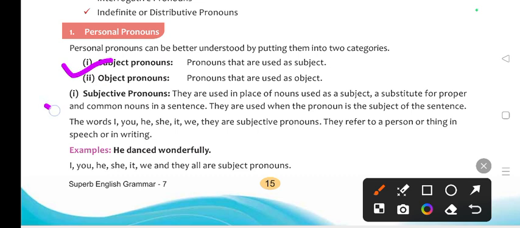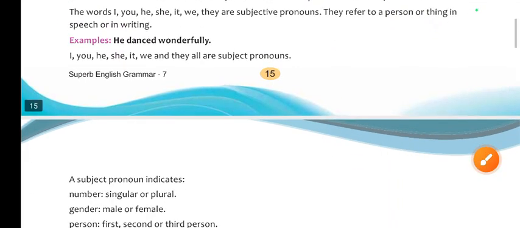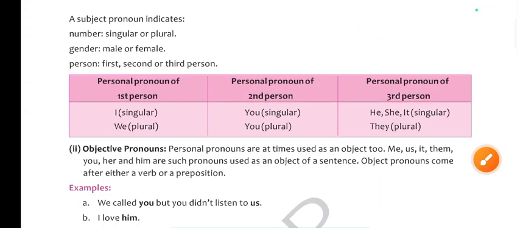So what are subjective pronouns? Subjective pronouns are used in place of nouns used as the subject. They are a substitute for proper and common nouns in a sentence. They are used when the pronoun is the subject of the sentence: the words I, you, he, she, it. Like, he danced wonderfully, so he is a subjective pronoun. Understood? Now the objective pronoun: when a pronoun is used as an object, that is called an objective pronoun.